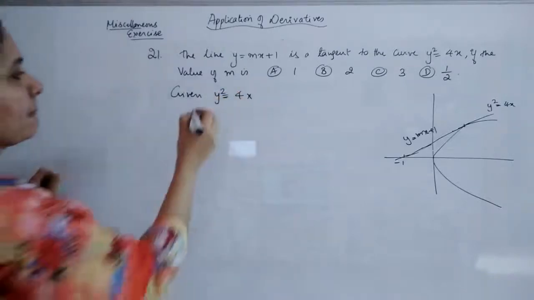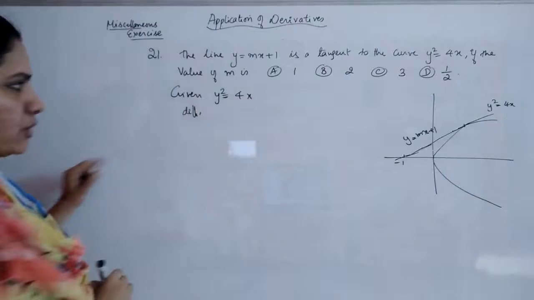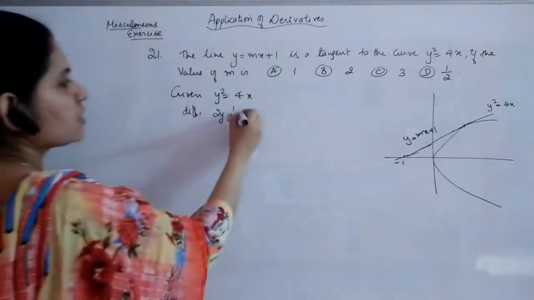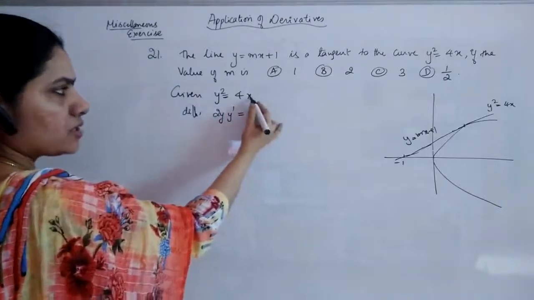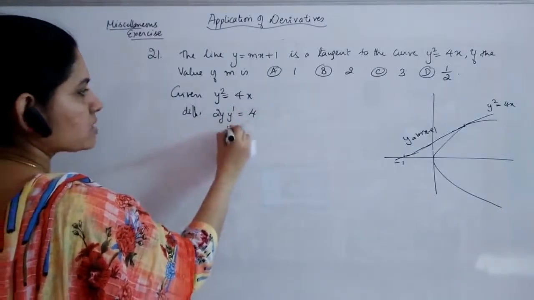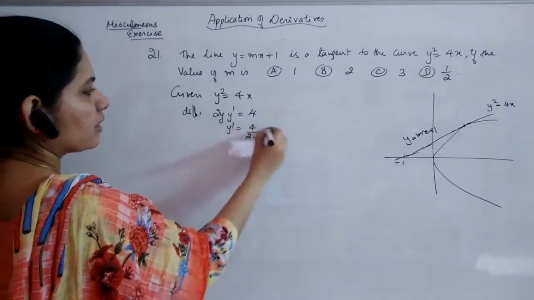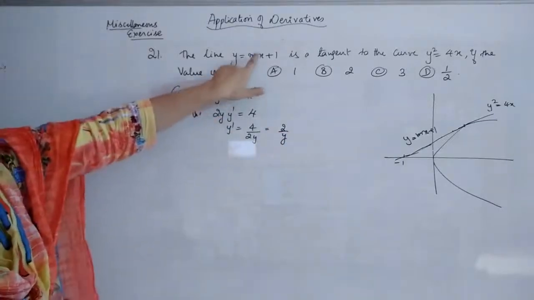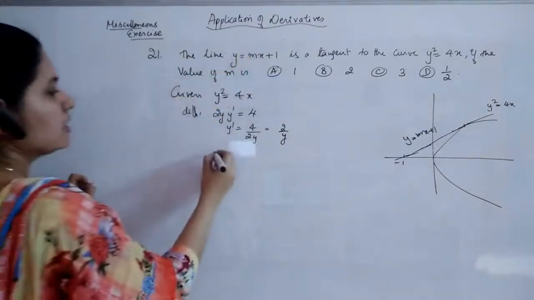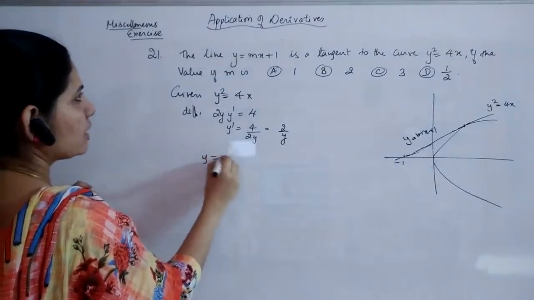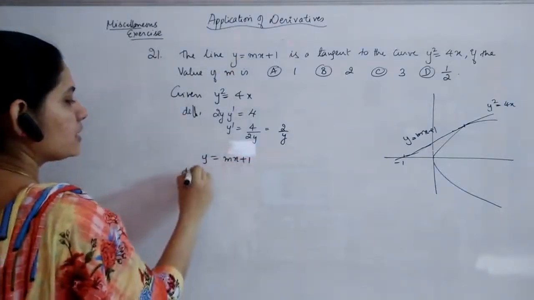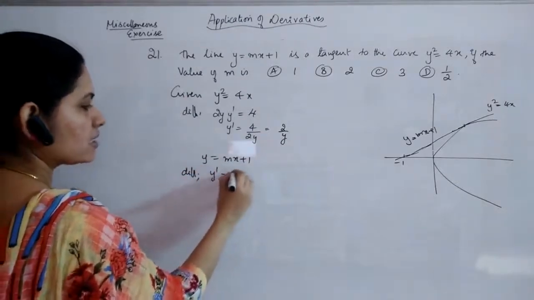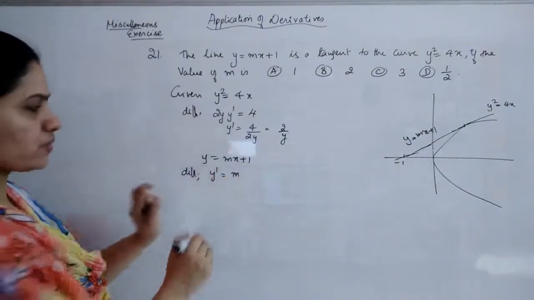What you will get here? After differentiating with respect to x, you will get 2y into y dash, or 2y into dy by dx is equal to 4 into, with respect to x you are doing, so 4 into 1. So y dash is equal to 4 by 2y, or 2 by y, right? Now again from this you can just see that this is acting as a slope, or else you can just differentiate this also. The line is given to be y equal to mx plus 1. So differentiating again this with respect to x will give you y dash, or dy by dx is equal to m into 1 plus 0.